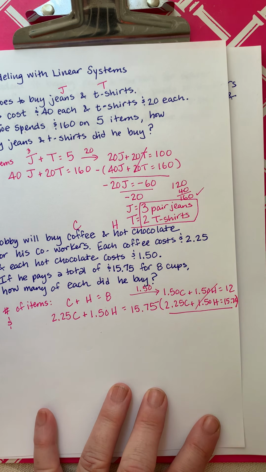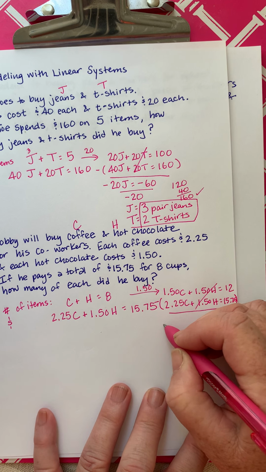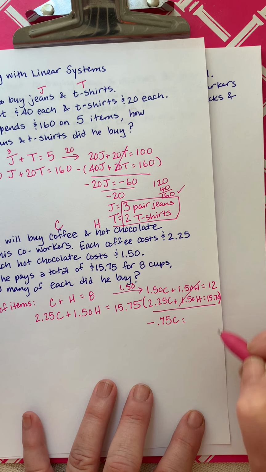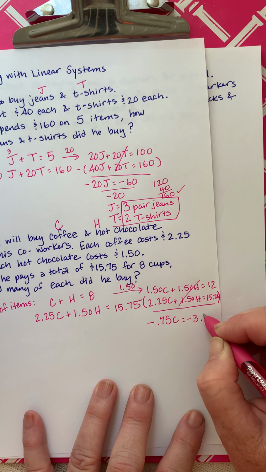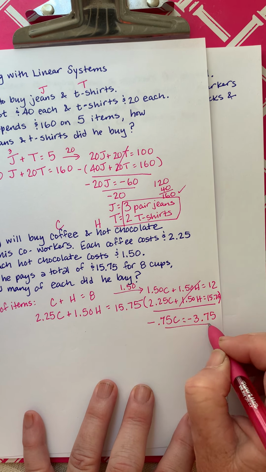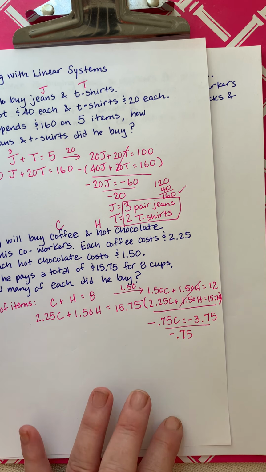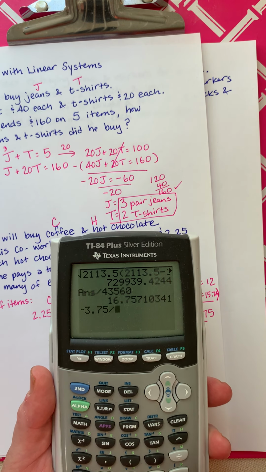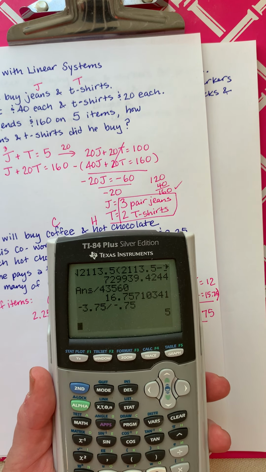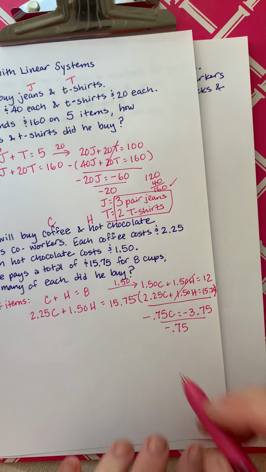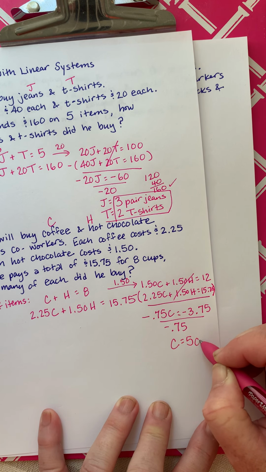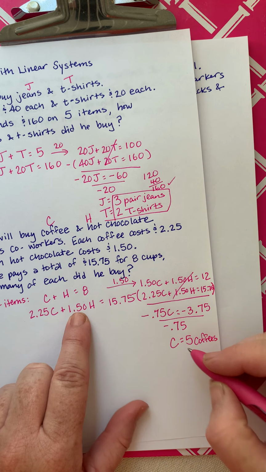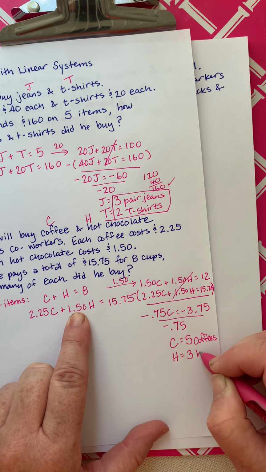Okay, so when I subtract, again, this is gone. 150 minus 225 is negative 75. And this is equal to 12 minus 15.75, which is negative 3.75. And I'm going to divide both sides by negative 75 cents. So negative 3.75 divided by negative 0.75 gives us 5. Okay, and that's my number of cups of coffee. 5 coffees. Okay, and I know that they add up to 8, so I must need 3 hot chocolates.